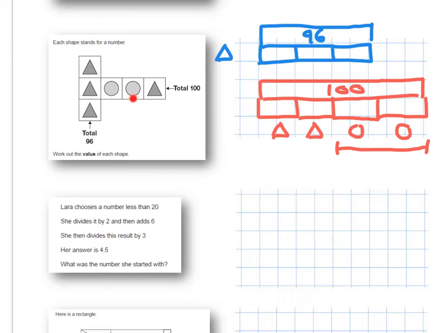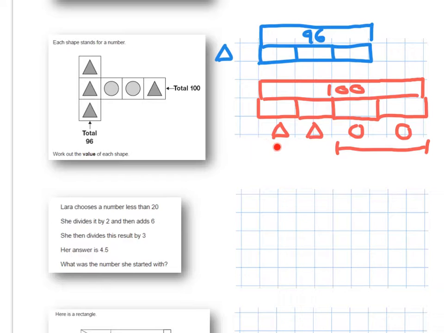So here, I have no idea what the circles are. I also don't know what the triangles are, but I do know they make 100, so I'm going to have to do lots of guessing to work out the answer here. But if I look here, I've got 3 triangles, and they make 96. So all I need to do is 96 divided by 3, and that will give me the value of a triangle. I can then put the value of my triangle into these two spaces here.